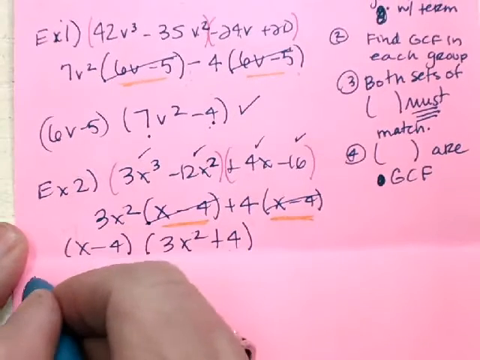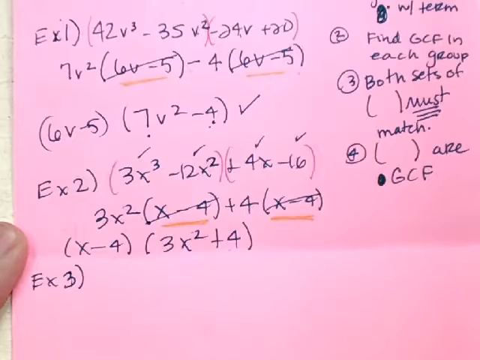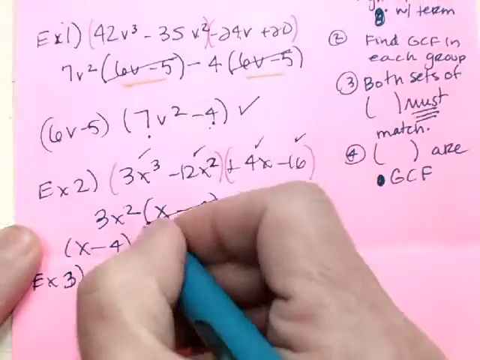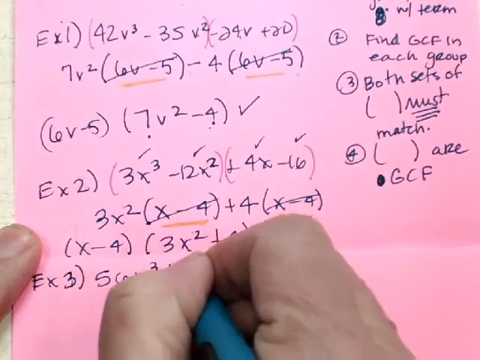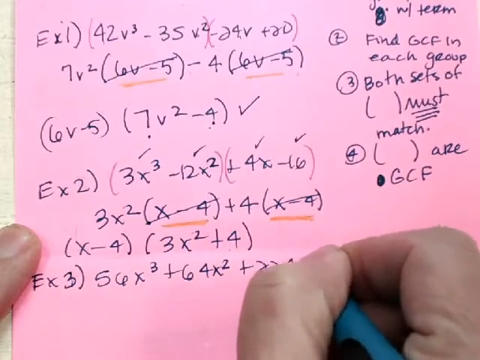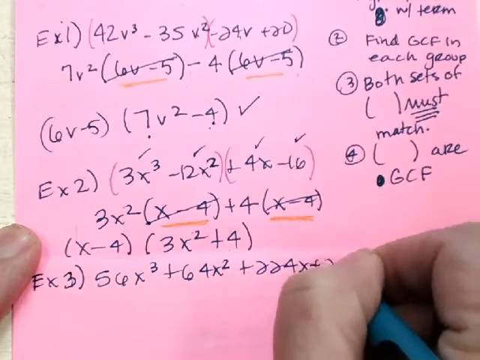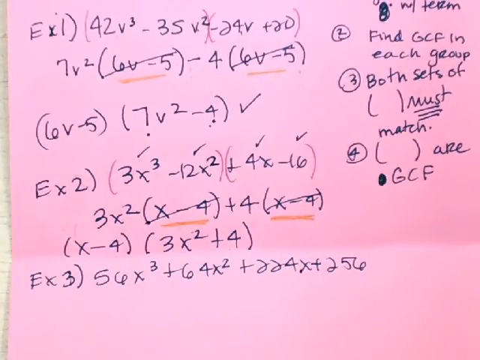Next example. Oops, 3, not 4. Trying to get finished. Here we go. I've got 56x cubed plus 64x squared plus 224x plus 256. Now, I said look for a greatest common factor first.